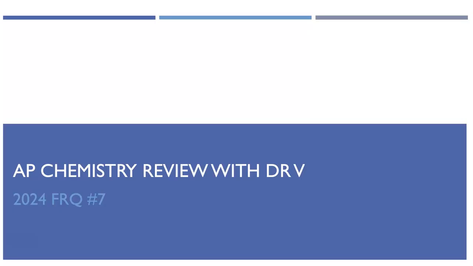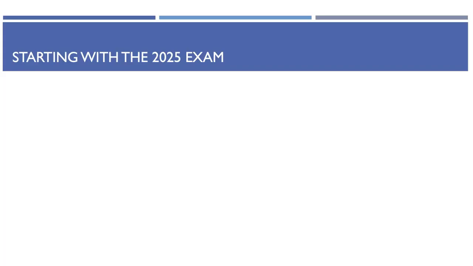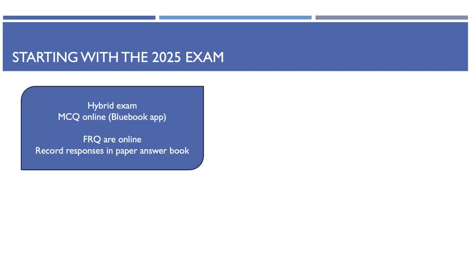In this webcast, we're working through free response question number 7 from the 2024 exam. Now there are some changes coming for the 2025 exam. This year, for the first time ever, the AP Chemistry exam is going to be a hybrid exam. You're going to take the multiple choice questions online in the Blue Book app. You will have scratch paper for that part. You're going to see the free response questions presented online in Blue Book, but you'll actually write your answers on paper in a paper answer book.